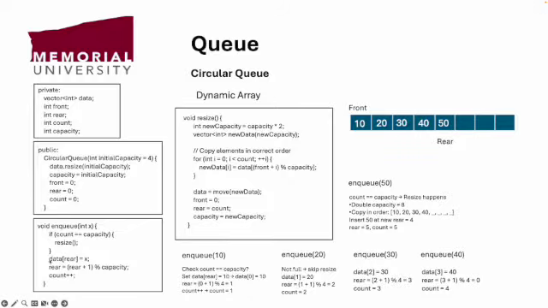And then rear changes to what? It's a new value, right? 4 plus 1 mod 8. Okay? Move to here, index at 5. Count plus plus equals 5. Okay? How this works. Any questions? No? Understand, right? Okay.